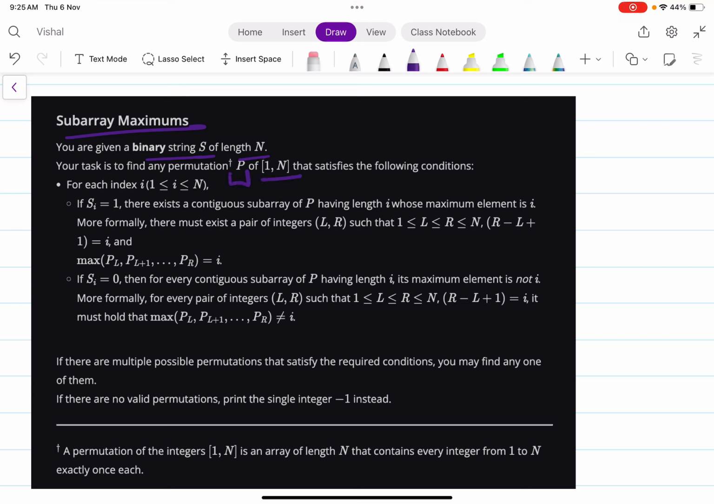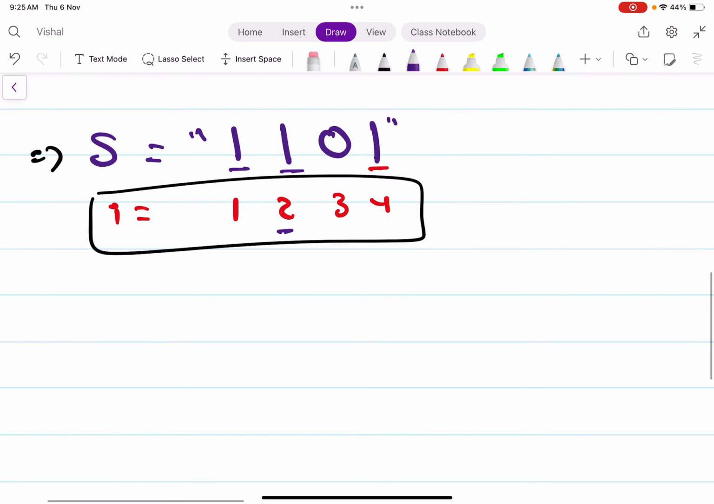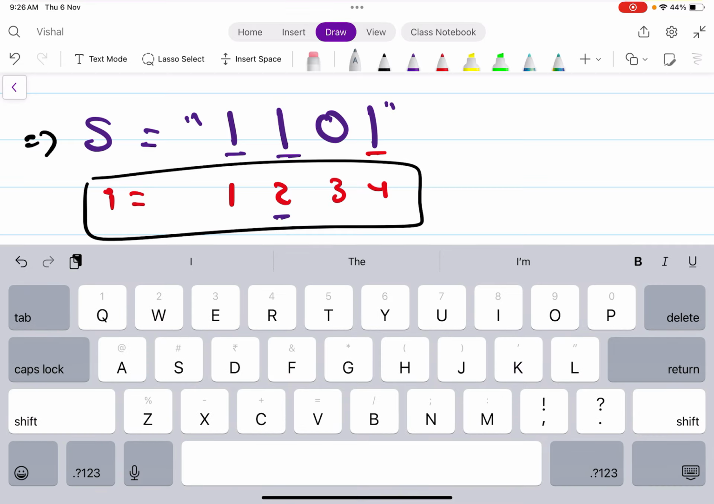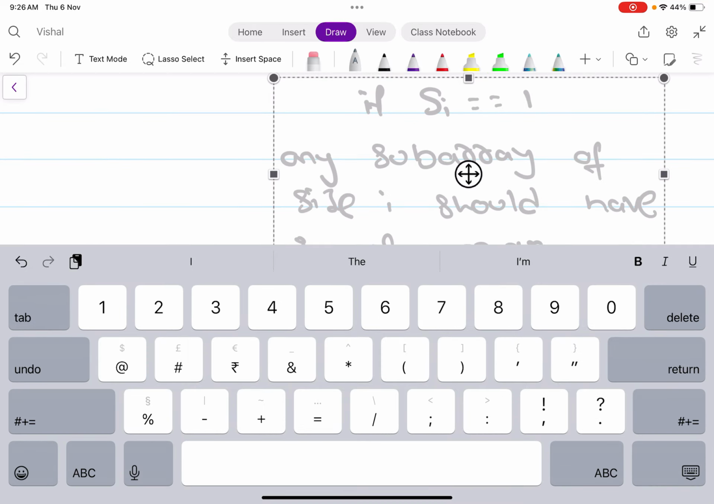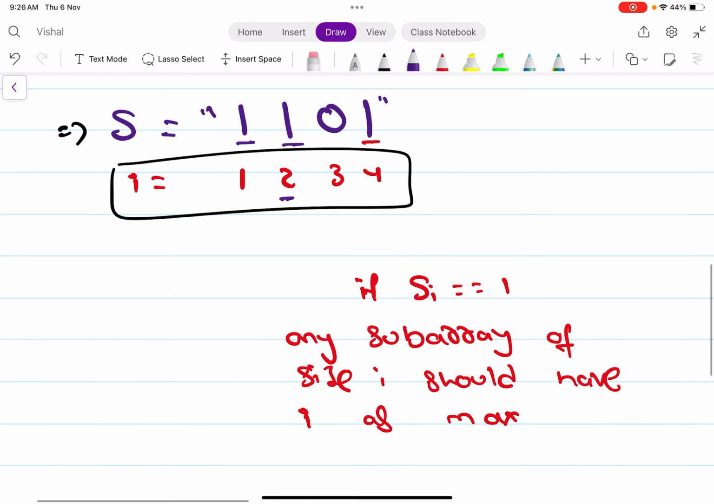If you read all the instructions given in the question, you'll come to the conclusion that we are given input S and we have to generate a permutation P which contains 1 to n values. That permutation should follow certain rules. The first rule is: if S of I is 1, what does that mean?